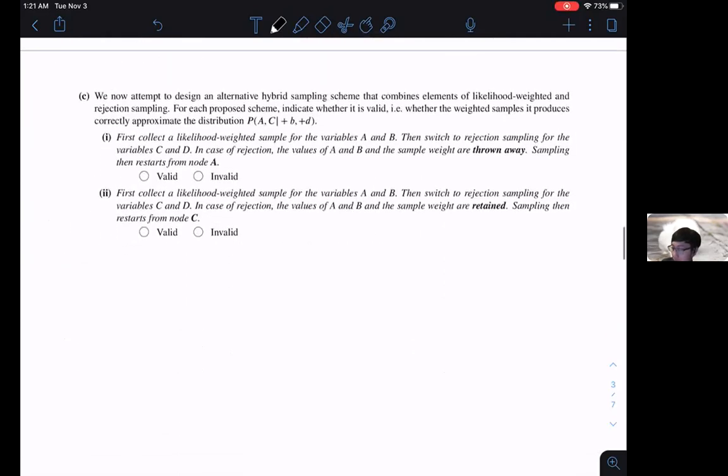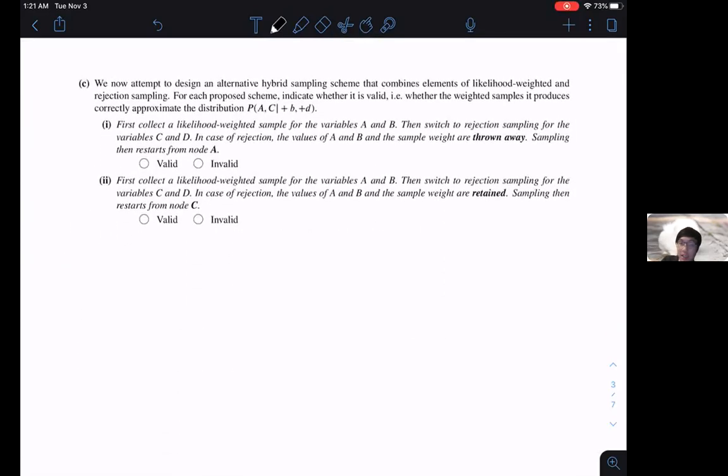All right. And now the last part of this question asks us to design an alternative hybrid sampling scheme that combines likelihood weighting and rejection sampling as follows. For each scheme, we want to decide whether it's valid or invalid. Valid in this case just means that the weighted sample is going to correctly approximate the distribution that we're looking for, which is probability of A comma C given plus B comma plus D.